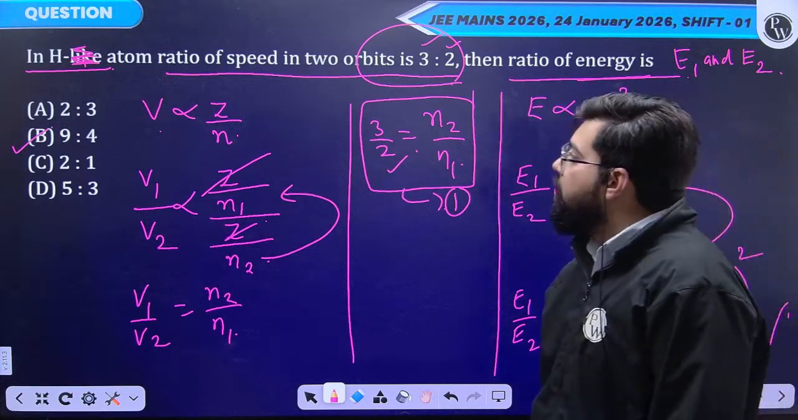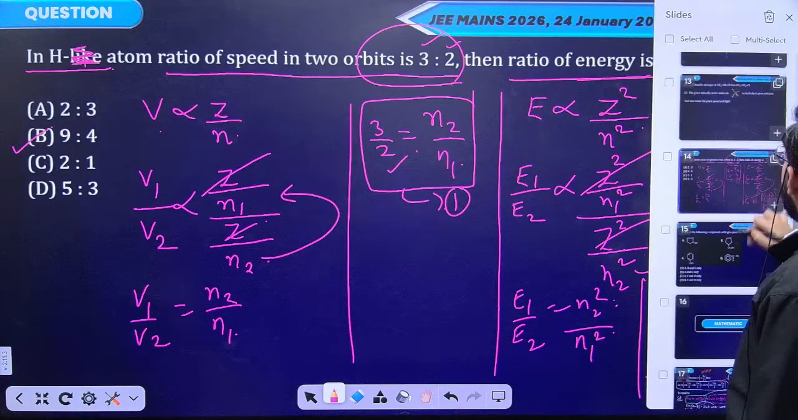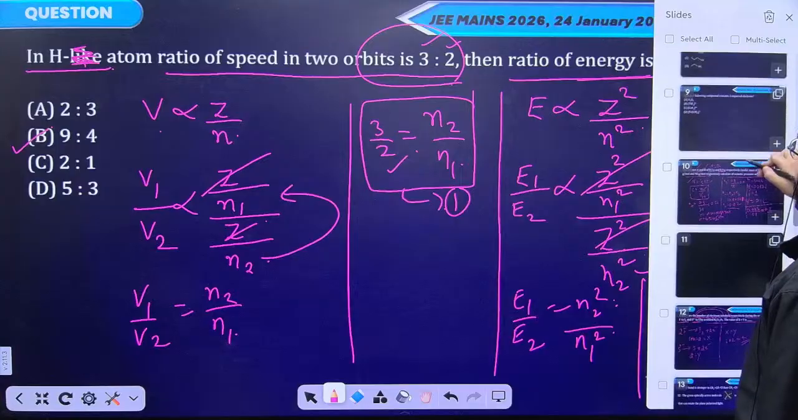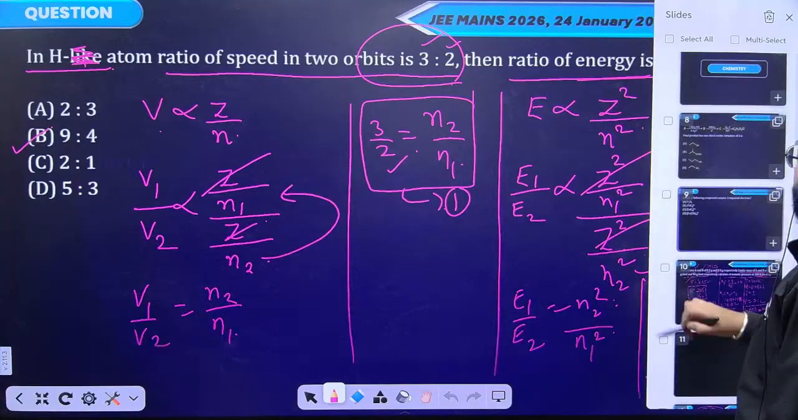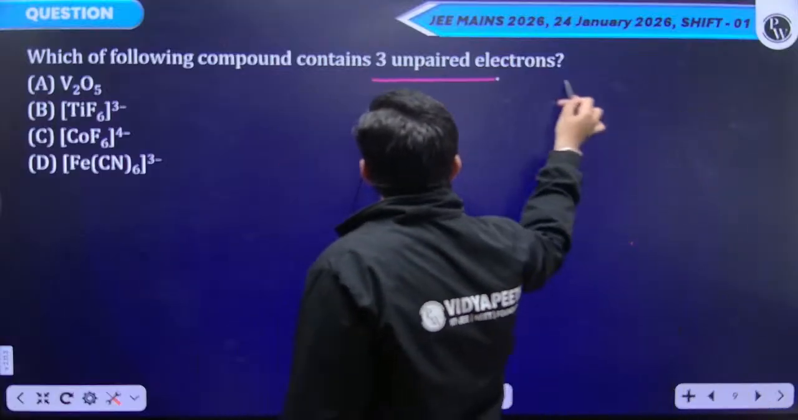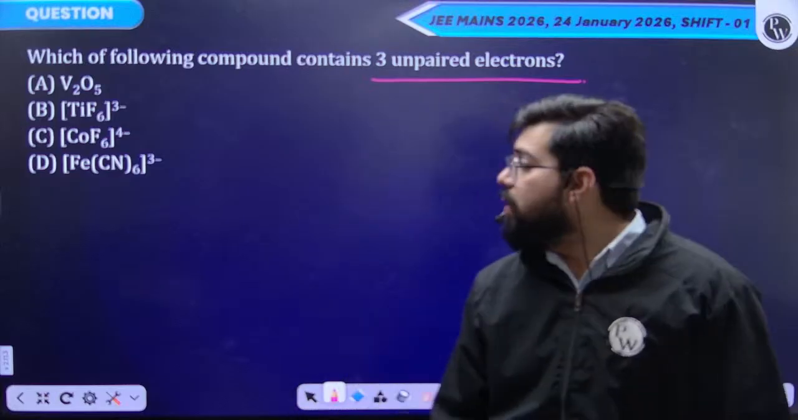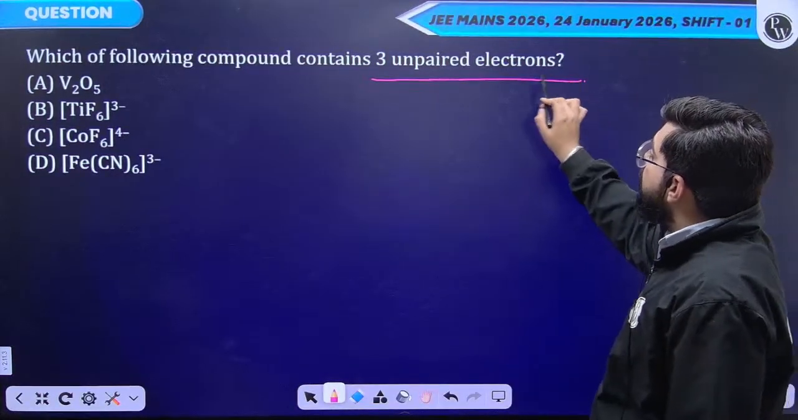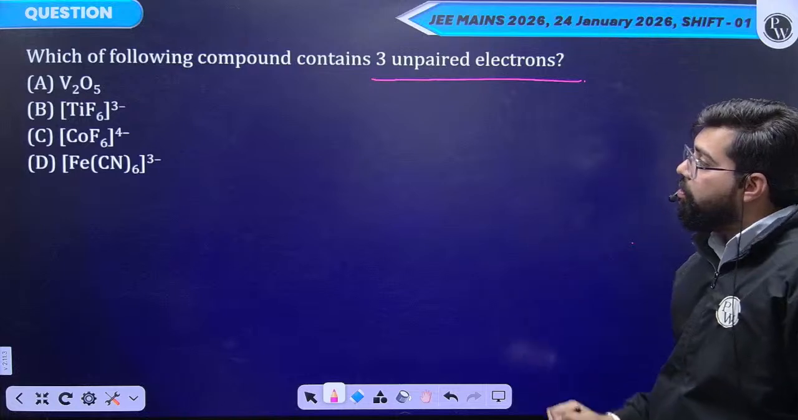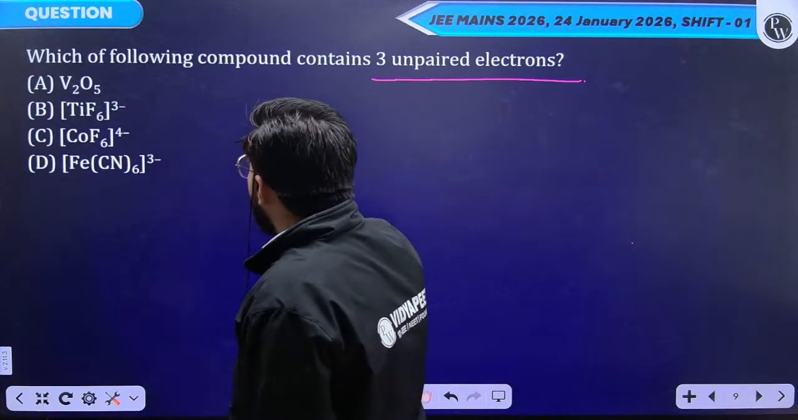Okay. Moving on to the next part. Which of the following compounds contains three unpaired electrons? It's like coordination compounds, complex compounds, these things. And we have to find three unpaired electrons for this. So one by one we'll see all the options and we'll find out.